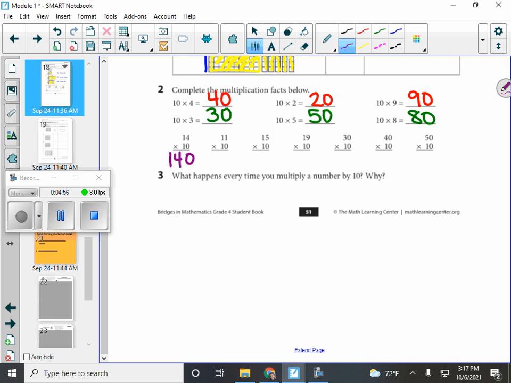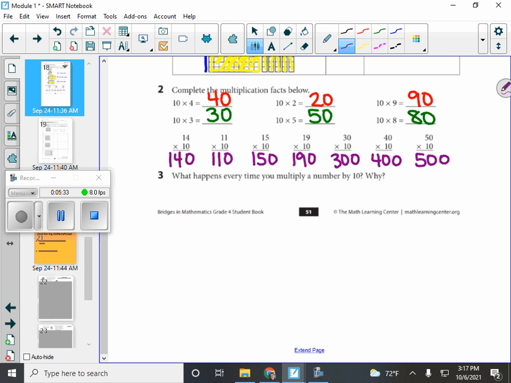11 times 10. There's my 11 with a 0 at the end. 15 times 10. There's my 15, the 0 at the end. 19 times 10. There's my 19, the 0. 30 times 10. Be careful because 30 already ends in 0. So there's my 30 with another 0 after it. 300. 40 times 10. There's my 40 with another 0. And 50 times 10. There's my 50 with another 0.